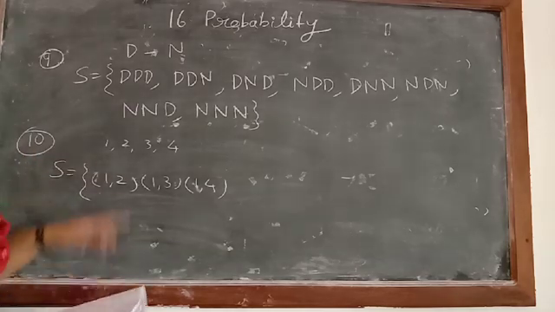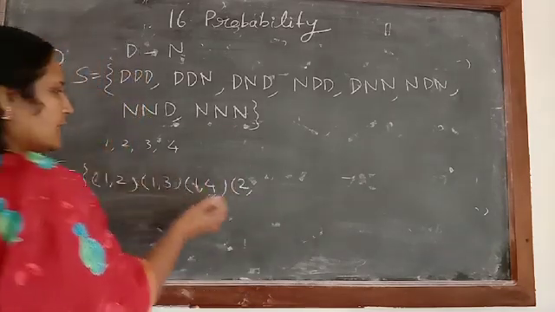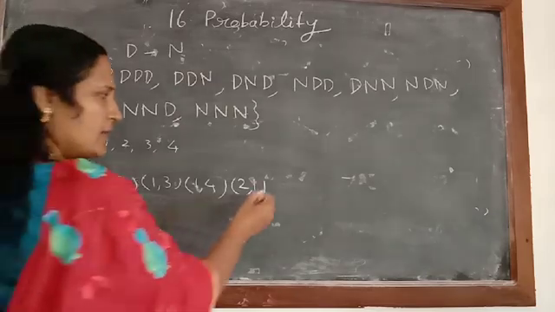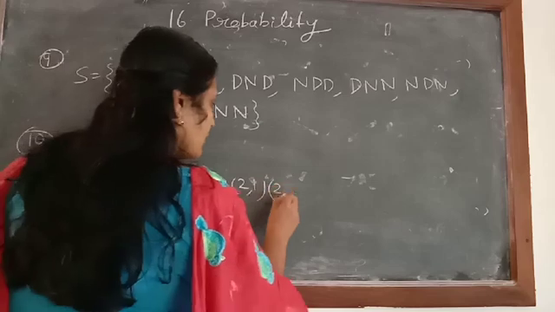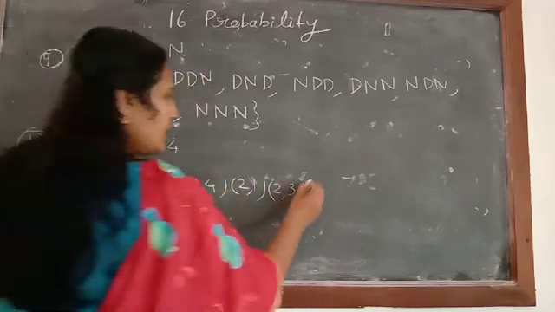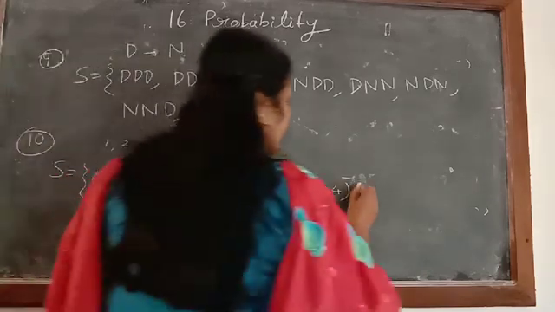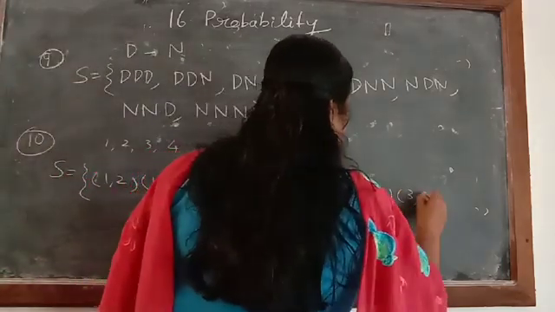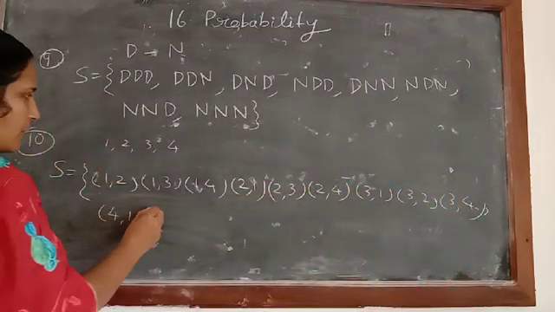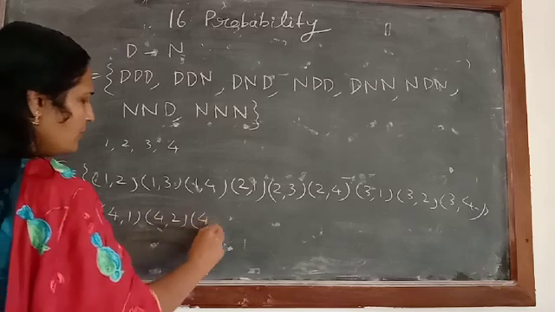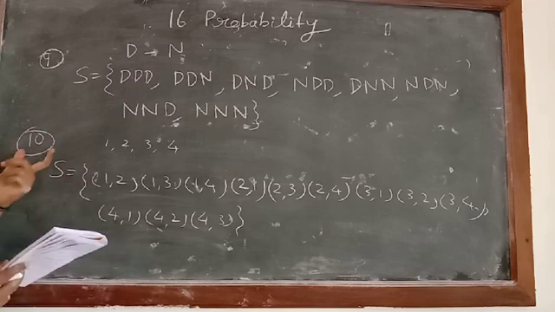Now suppose that first I selected the slip 2. So with 2 what can be the possible outcomes? Yes, it can be equal to 2, 1. Whether 2, 2 will come? No, because 2 already we selected and replacement is not there. So it will be equal to 2, 3, then it will be equal to 2, 4. In this way, if first I selected 3, then what will come? 3, 1, 3, 2, 3, 4. Then last one it will be equal to 4, 1, 4, 2, 4, 3. So this is the total sample space for the given event.